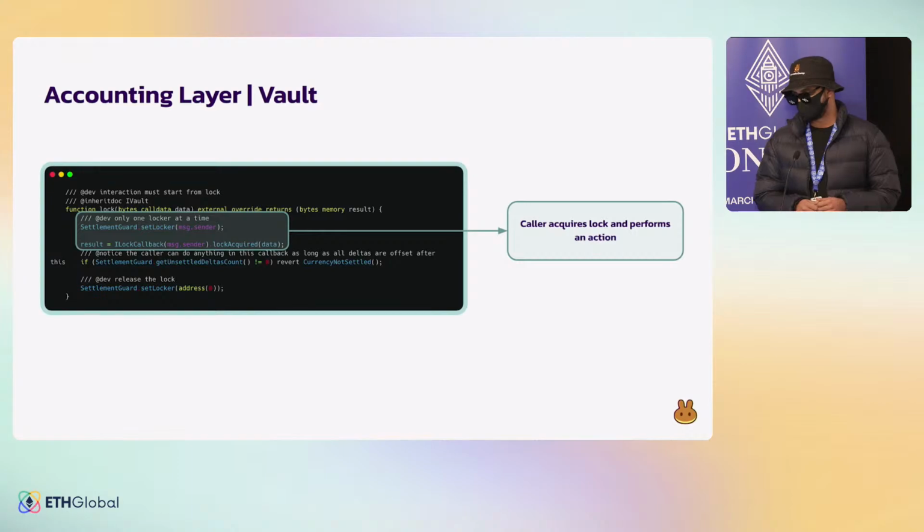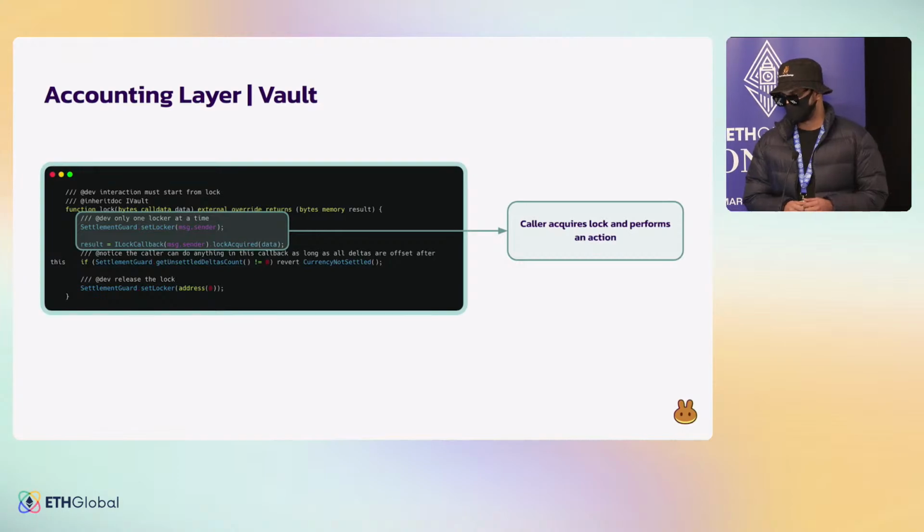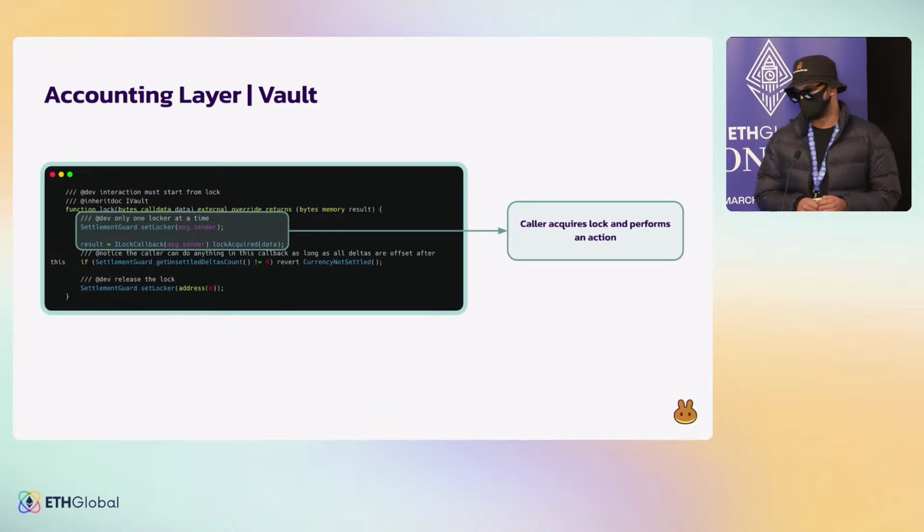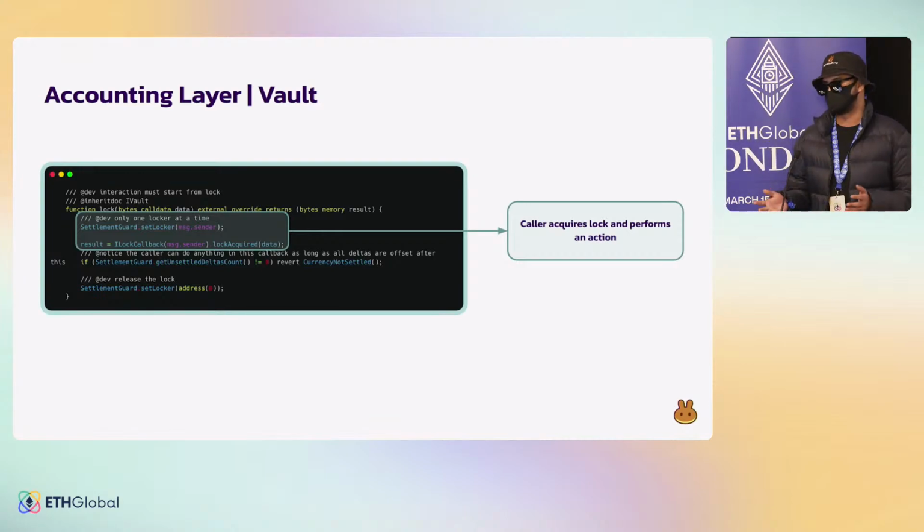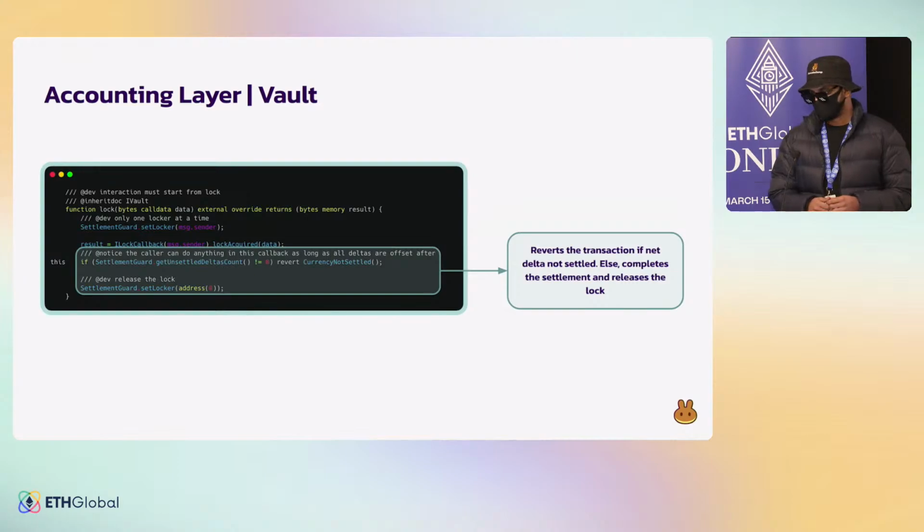So from here, I'll walk you through each step, and maybe with some code snippets to make it clear how it works. Starting with the first step, which is acquiring the lock. The method lock basically helps the caller acquire the lock and perform any action like we discussed. And then, you can assume the net delta is the net settlement of the currency which is owed by or to the caller. If that is not settled, then the transaction is reverted. Else, the transaction is completed and the lock is released. So this is the method lock.